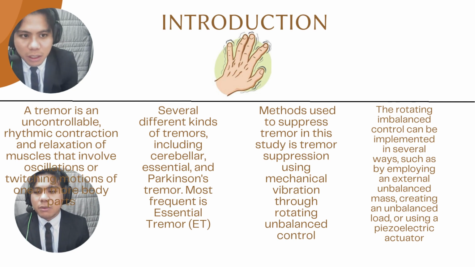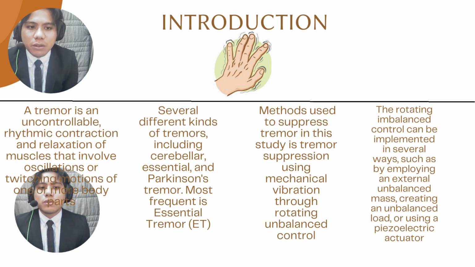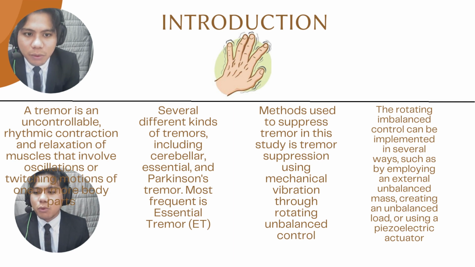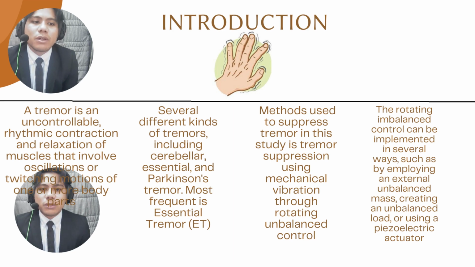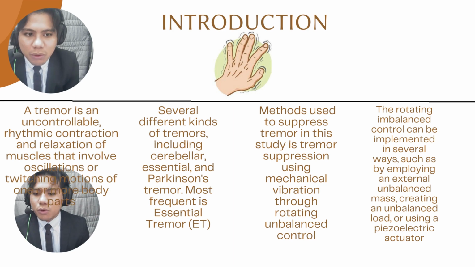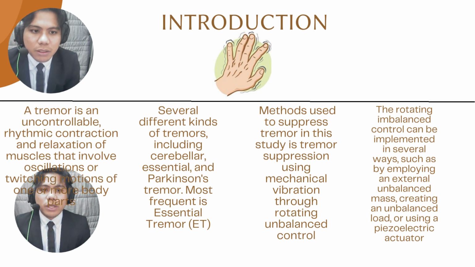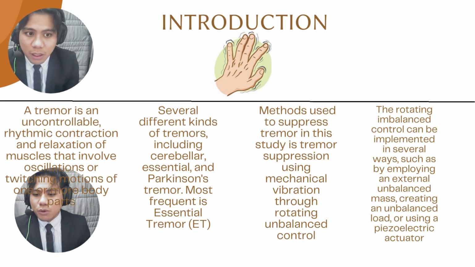Basically, what is tremor? Rhythmic contraction and relaxation of muscle that involve oscillations of one or more body parts. Any area of the body can experience tremors. The hands, arms, head, face, and vocal cords are where they are most frequently felt. There are several different kinds of tremors, including cerebral, essential, and conditional tremors. The most frequent type is essential tremor.